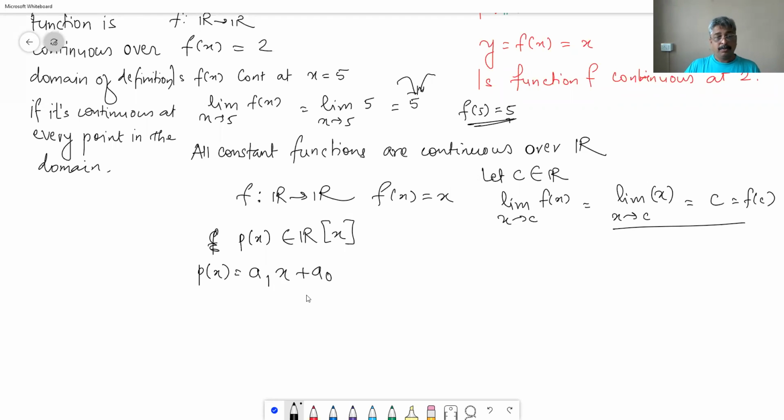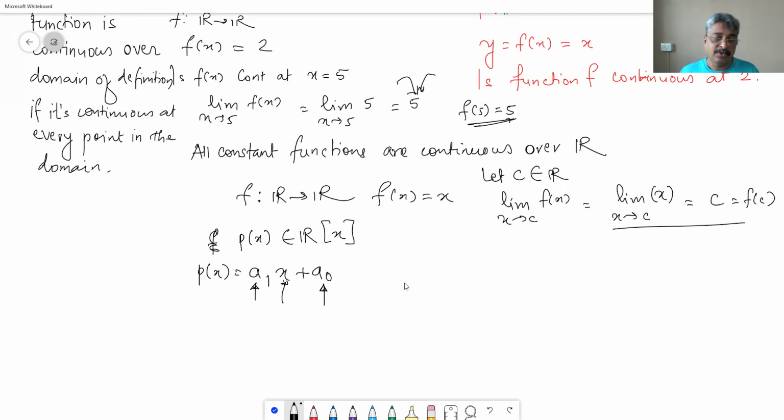This means p of x belongs to R of x, meaning it is defined from R to R, and the function definition is like this, where a0 is a constant and a1 is a constant, and the expression is multiplied like this. Now, because we have proved the algebra of limits theorem, in the above discussion what we have proved is that the limit of a constant function is the same number, and the limit of f of x, which is x, as x tends to C, is C. That is what we proved here.